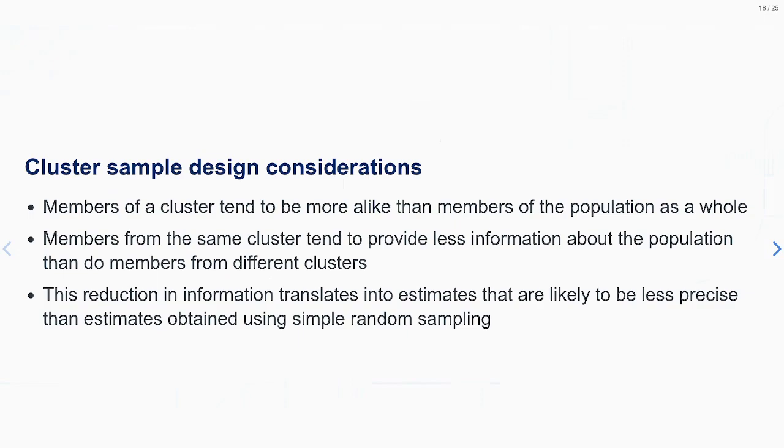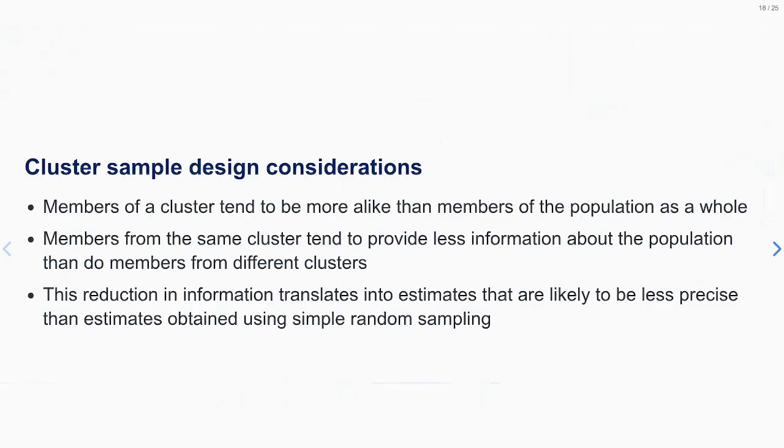When we do cluster sampling, there are certain considerations that need to be at the fore. We need to understand that members of a cluster tend to be more alike than members of the population as a whole. So if, for example, I selected a village in Kogi State, of course, it stands to reason that the members of that village are going to be more alike compared to, let's say, members of another cluster that we selected in, let's say, Kano State.